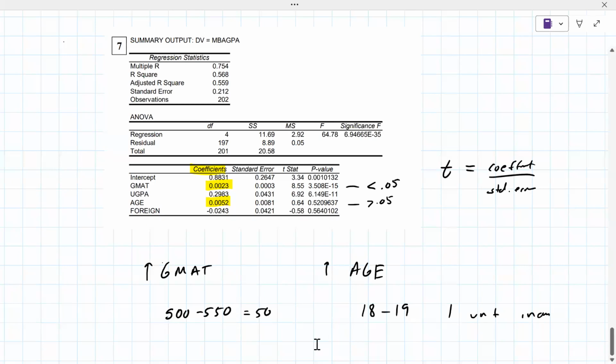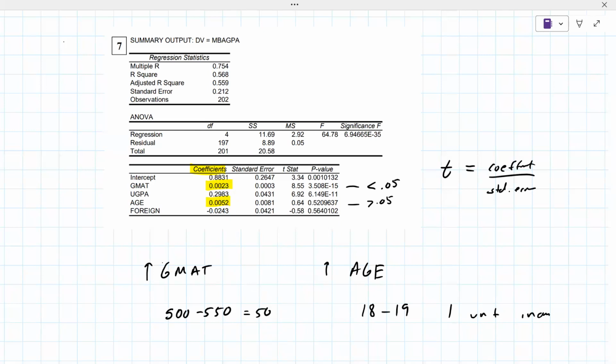So the idea is that because this is a bigger increase, that coefficient gets multiplied by a bigger number, whereas a 1 unit increase in age only increases it by like 0.0052, whereas the 50-point increase is going to increase that number quite a bit.